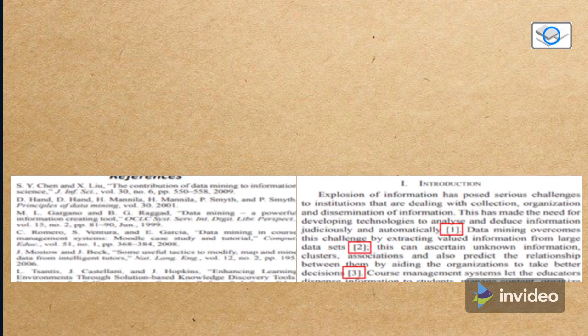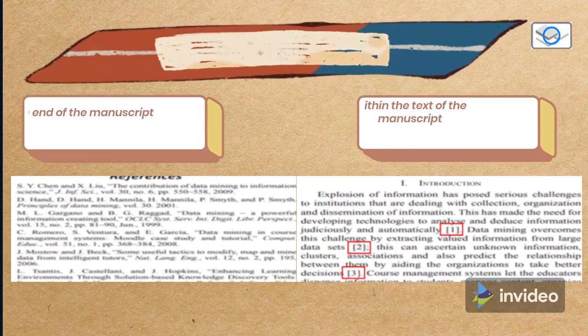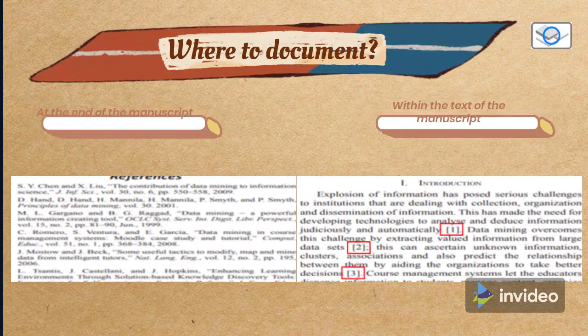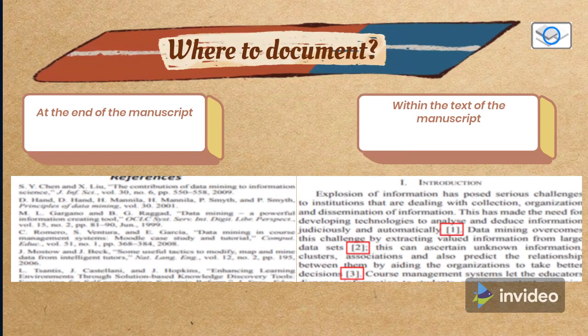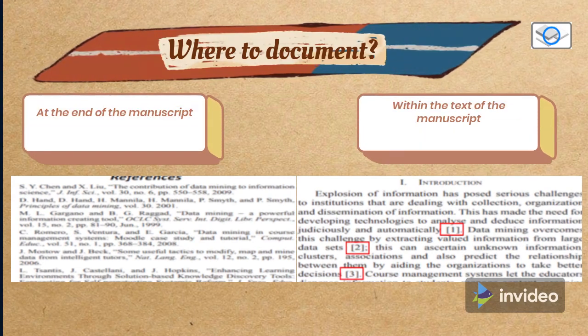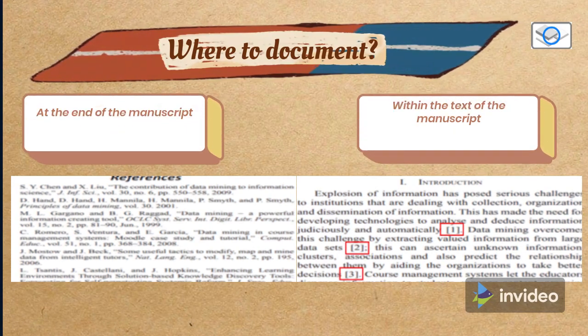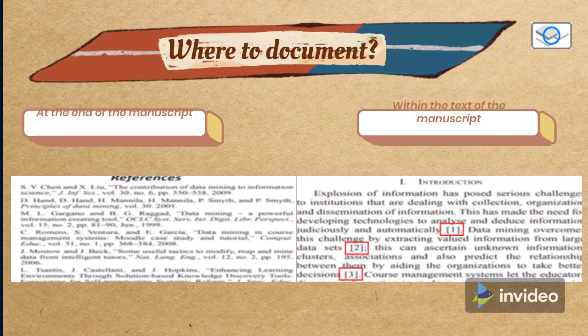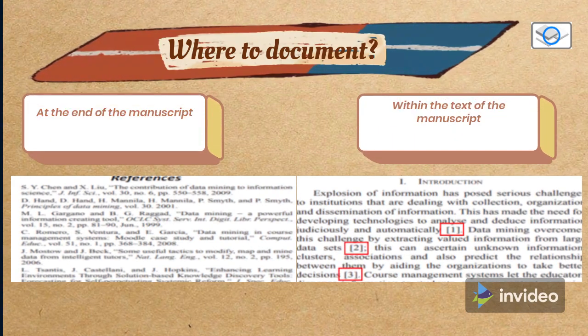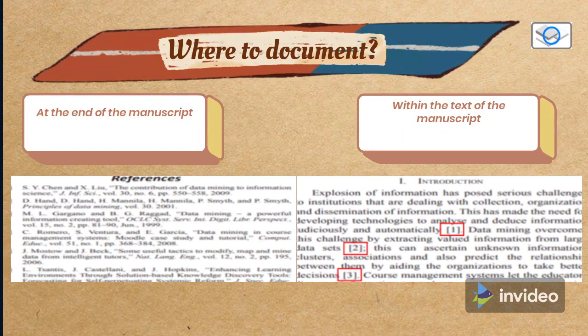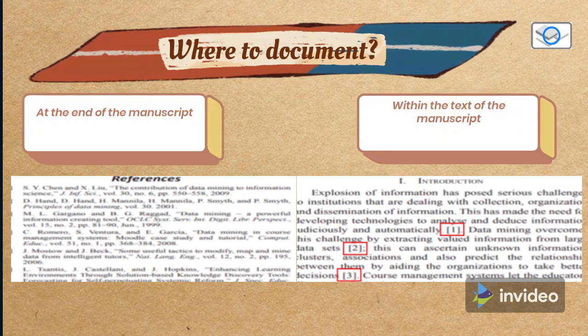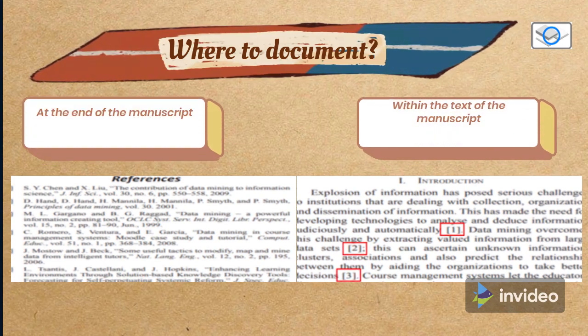So the next is where to document. Usually it is done at two places, at the end of the manuscript and within the text of the manuscript. Citing at the end of the paper involves organizing references with the source information in alphabetical or numerical order according to the style guide, by following the correct format for providing the essential source information. There are different style guides. The one followed in the image is IEEE format, and we will have a look at the various kinds of style guides as we move along in the course.